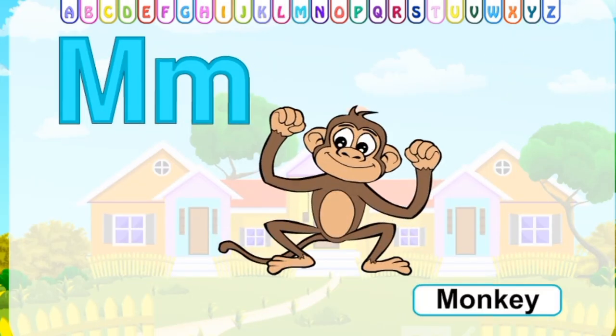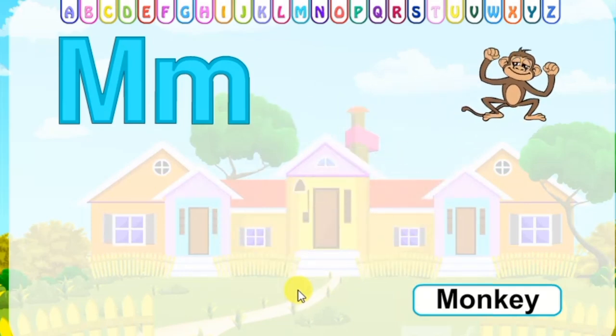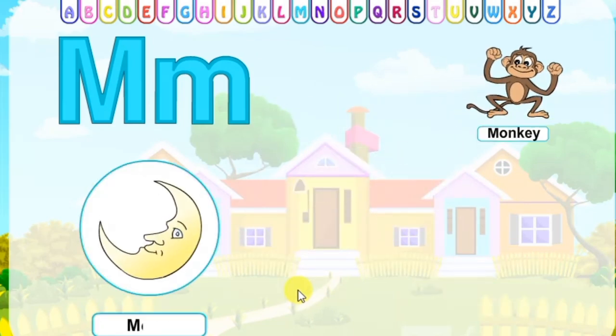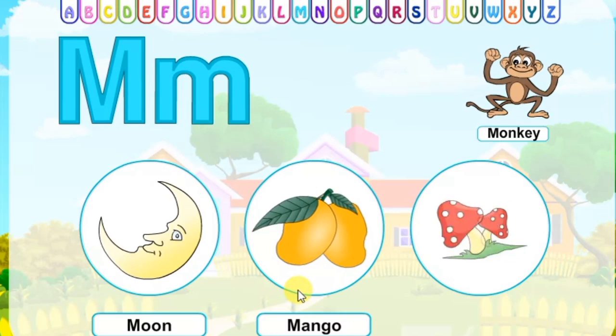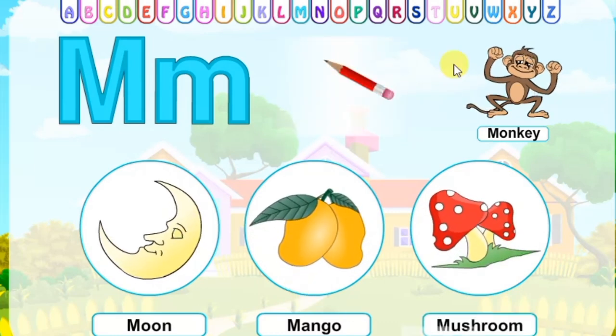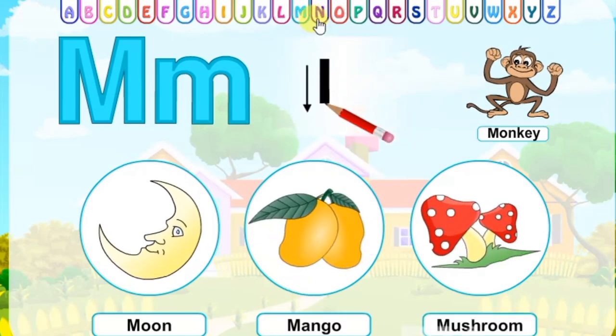Monkey, moon, mango, mushroom. Join the dots to make M.